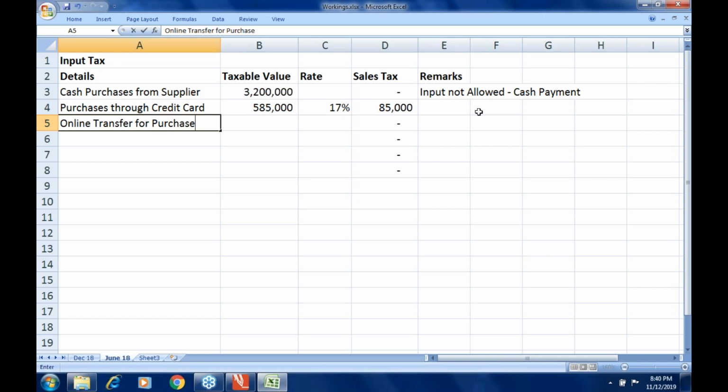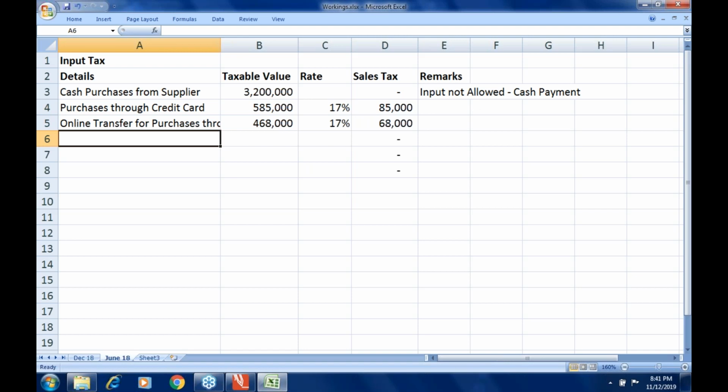Now, the next thing is, it says online transfer for purchases through business bank account. So the online transfer through business bank account will also be allowed, 468,000. The sales tax rate is 17%.